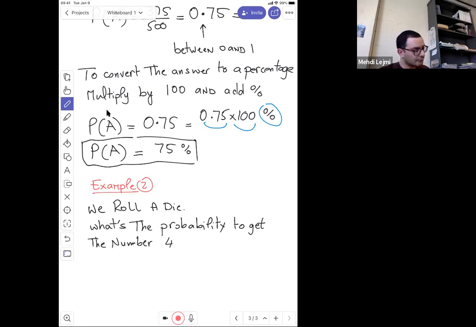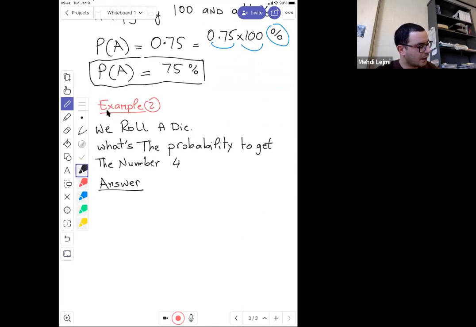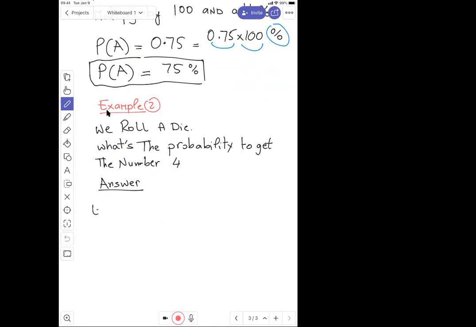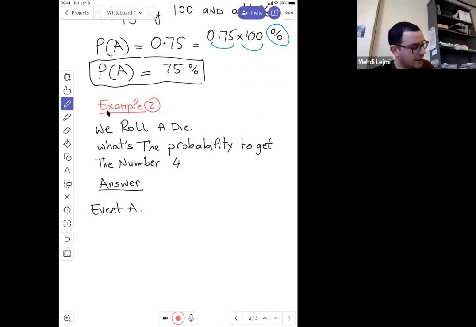To answer the question, the event A here, I'm interested in the probability to get the number 4, right? Of course, in the die the numbers are from 1 to 6, right?